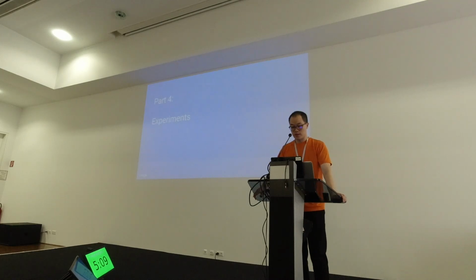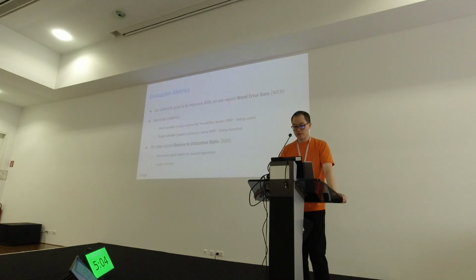Next, I will talk about some of our experimental results. We are going to use 2 metrics, word error rate and source-to-distortion ratio. We report word error rate because our ultimate goal is to improve speech recognition. Our success criterion has 2 parts. First, if the audio is noisy from multiple speakers, voice filter should reduce word error rate, meaning we are really being helpful. Second, if the audio is already very clean from a single speaker, then voice filter should have the same word error rate, meaning we are being harmless.